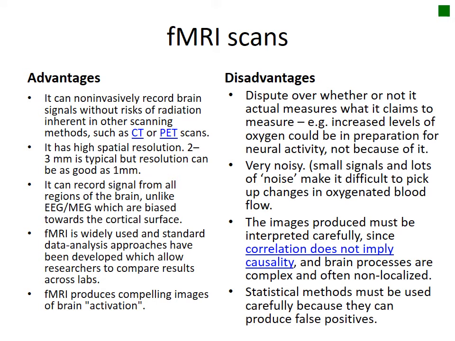However, there is a lot of dispute over whether or not the fMRI actually measures what it's supposed to measure. So, for example, increased levels of oxygen could be in preparation for neural activity and not necessarily because of it. Again, we've talked about the noise. They're very, very noisy machines, which often make it difficult to pick up changes in oxygenated blood flow. The images produced must be interpreted carefully, since correlation does not imply causation.